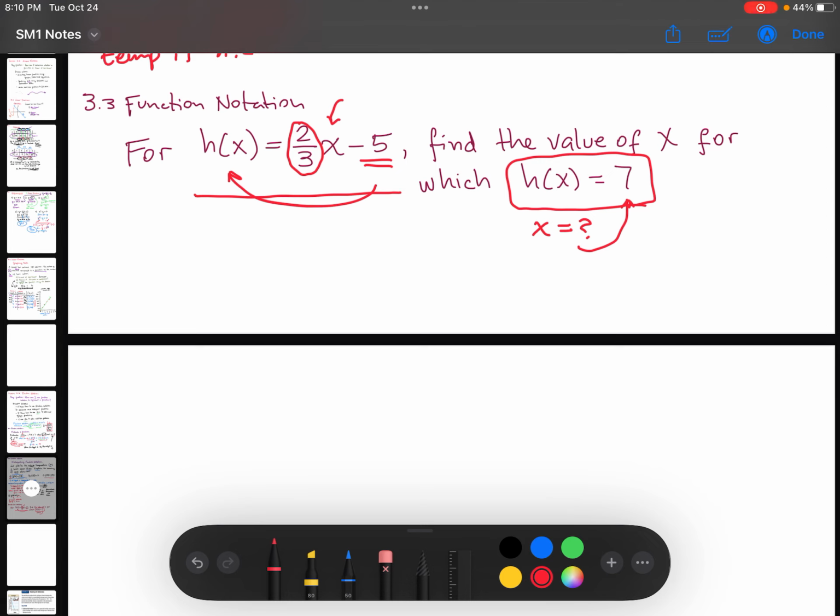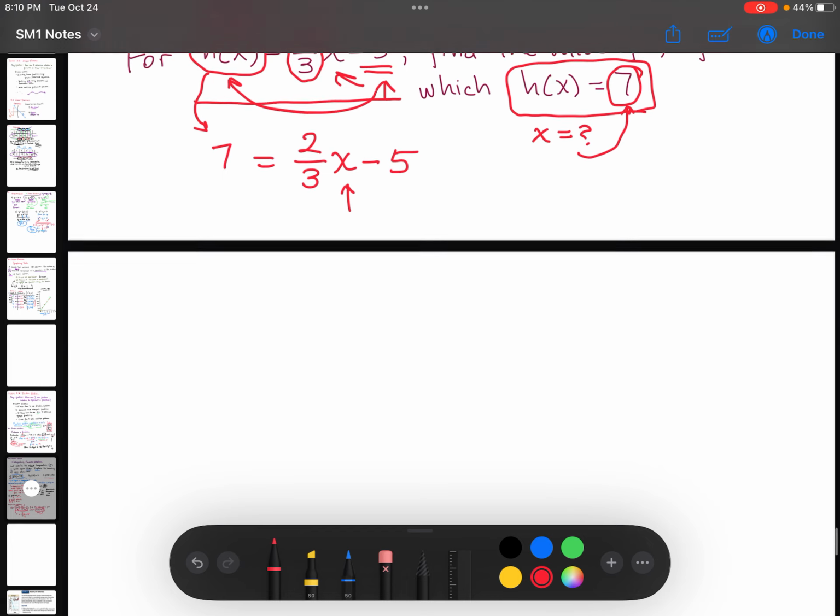Now, here's the thing. We already know what the output is. What is the output in this case? It is 7. So the output is given. So we know that the result of doing these operations here is 7. The thing is, I don't know what the input is. As you can see, whenever we are in this situation, we end up with an equation and we just need to solve for x, just like we did in chapter 1.